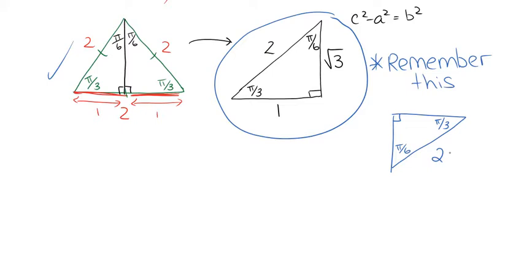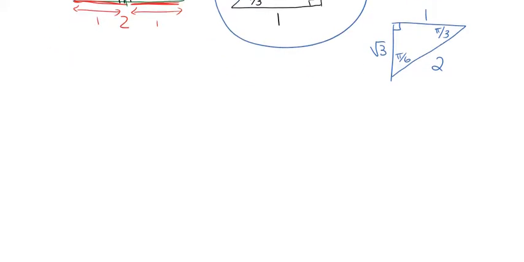So I know my hypotenuse is 2. I know right across from pi over 3 is root 3. This side would be 1. So you need to be able to draw the special triangle in any rotation. Okay, let's talk about the second special triangle.